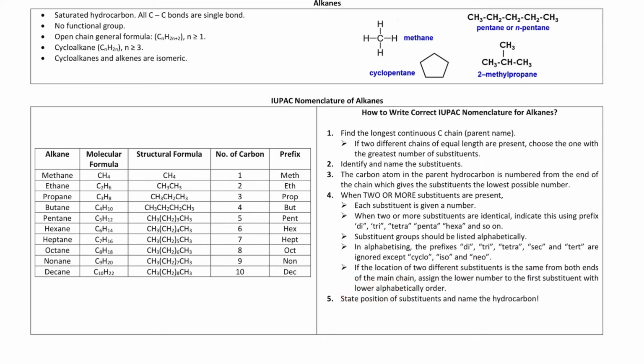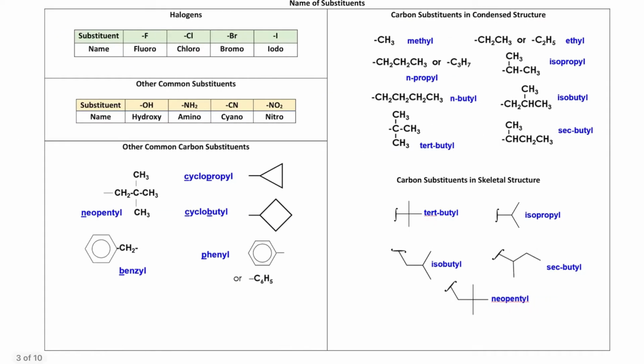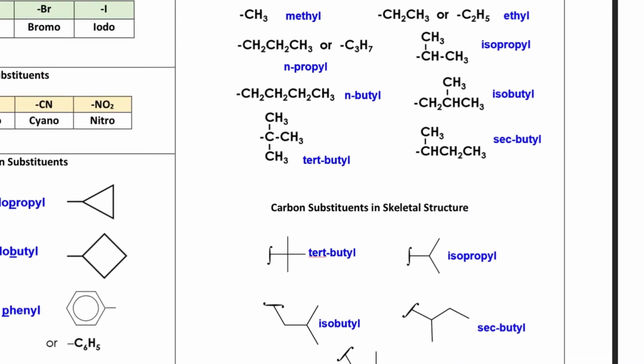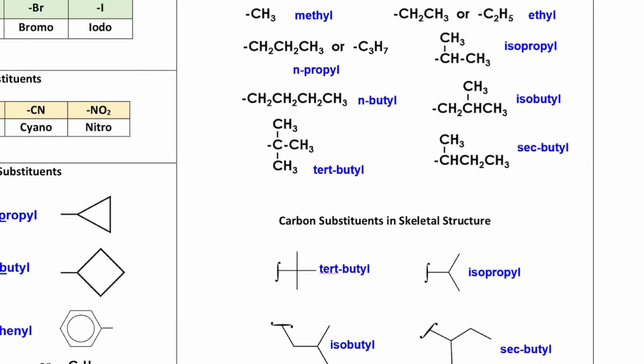Okay. Alright, and then last kali barulah state the position of the substituent and name the hydrocarbon. I know that it's complicated. Okay, so kita cuba example. Nanti lama-lama kita dah macam boleh absorb lah all this thing here. Okay, so let us look at name of substituents. Tadi saya cakap ada banyak substituent kan. Okay, so our substituent yang common adalah this one. Carbon substituent ni lah. Okay, so this one in the form of condensed structure.